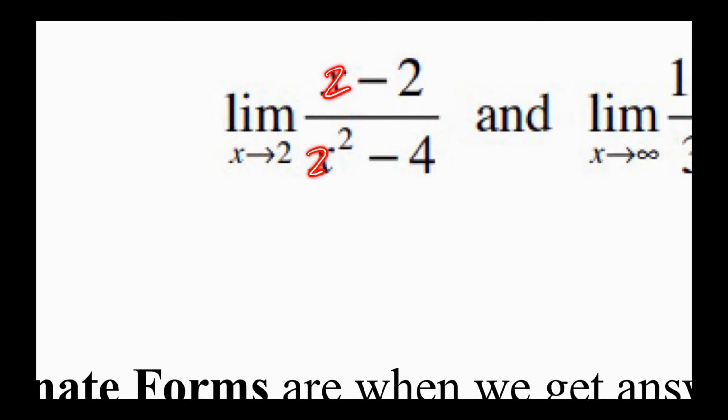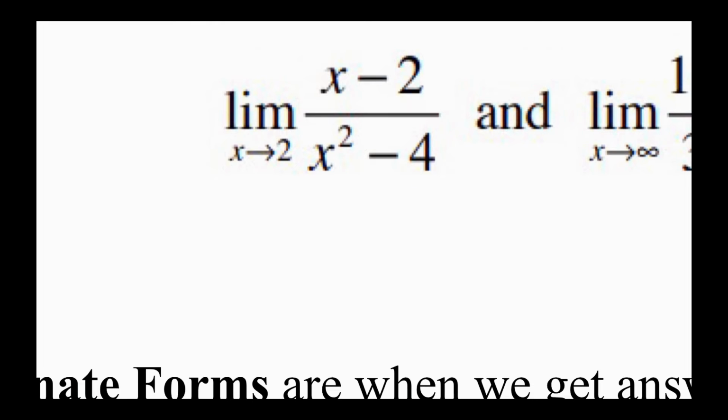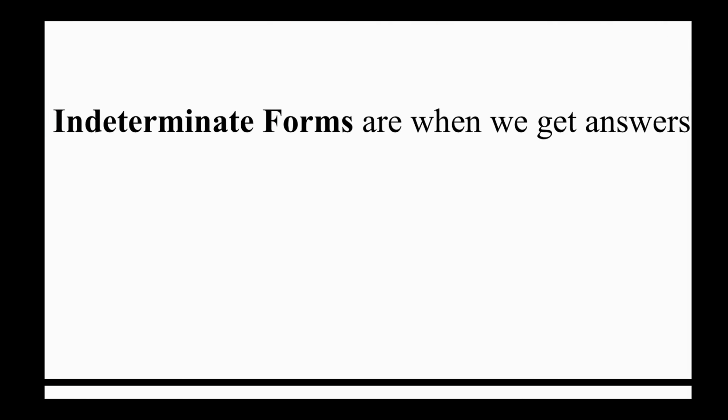So if I plug in 2, I get 0 on top. Doesn't mean anything crazy, right? 0 on top could be 0. But then when I plug in 2 on the bottom, 2 squared minus 4, well, 2 squared is 4. I get 0 over 0. 0 over 0 is what we call an indeterminate form. Indeterminate form.